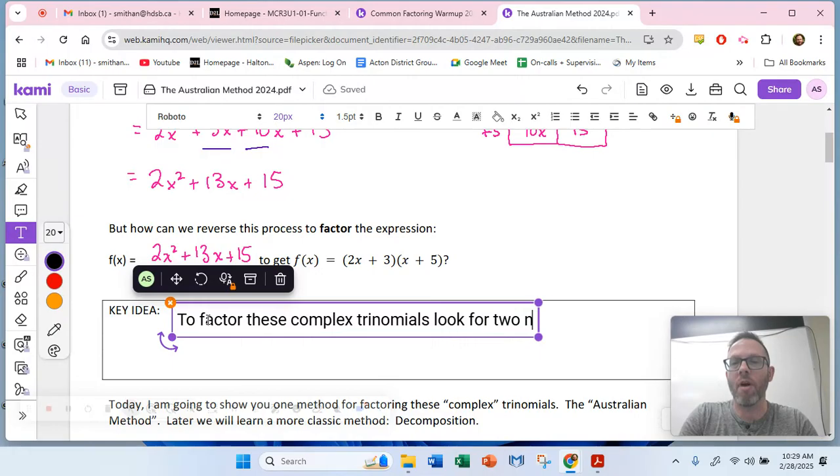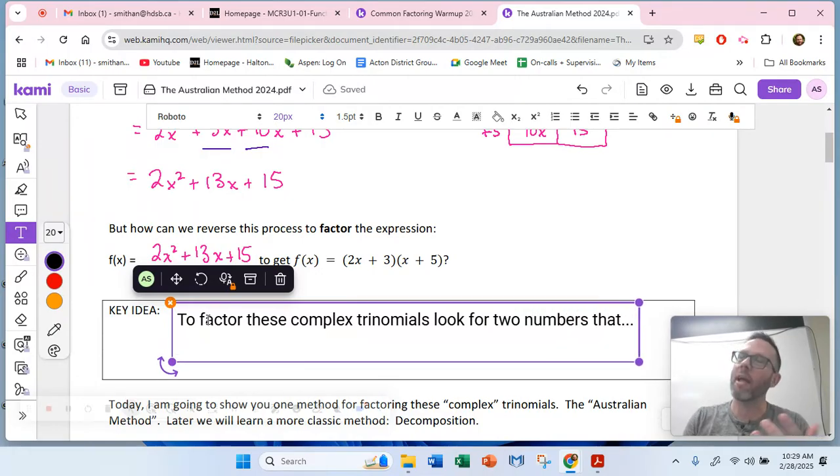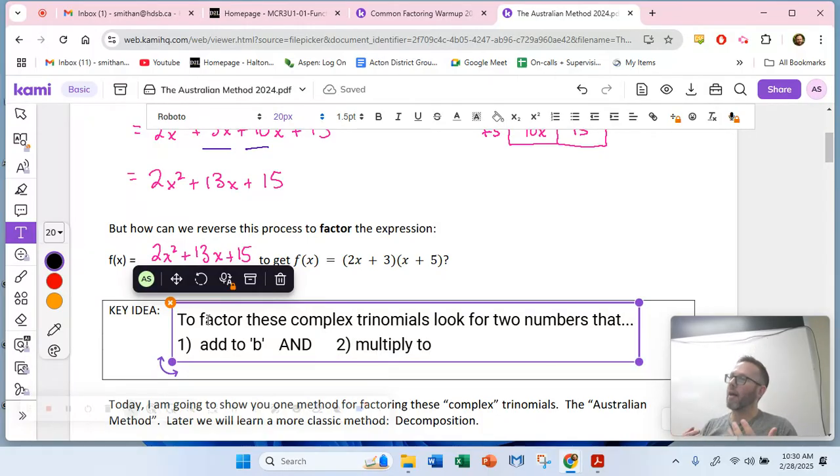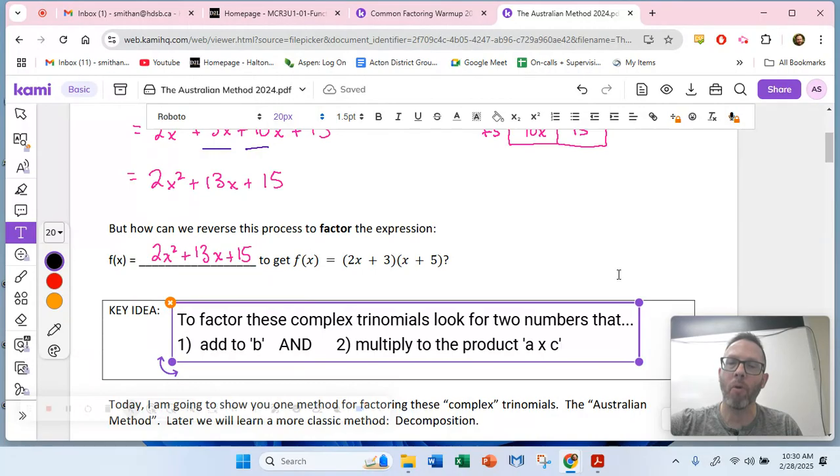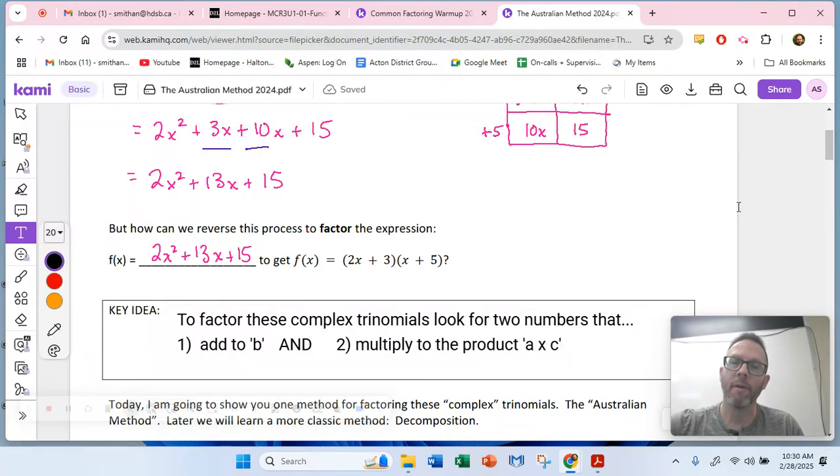look for two numbers that, so this is similar language to our simple trinomials, one, add to b, the middle term, where you guys are used to looking for numbers that add to it. It's the same idea. And two, multiply to not that last number c, instead the product a times c. So if you guys could just get that down, we're going to put it into practice and see how that works.